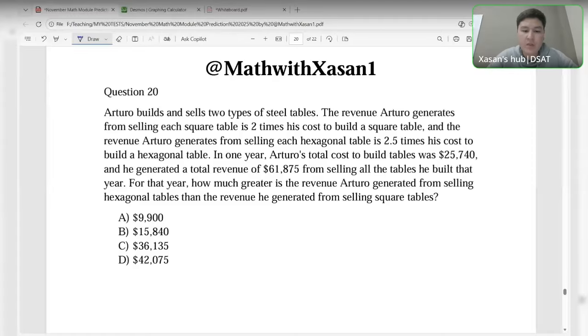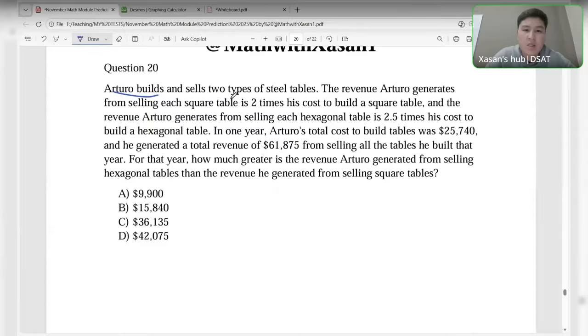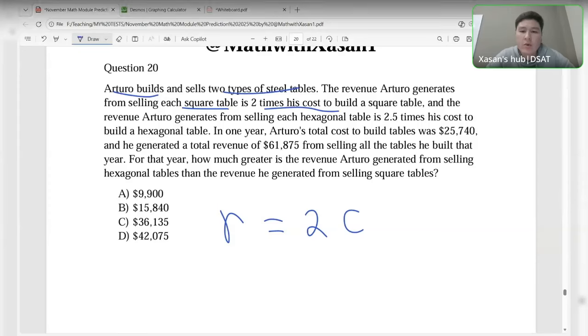So, guys, what is going on here? Arturo builds and sells 2 types of steel tables. The revenue Arturo generates from selling each square table is twice his cost to build a square table. Yeah, of course, the revenue, guys, let's say twice the cost to build, right? For example, C is the cost to build, and the revenue equals 2C from a square table. And the revenue Arturo generates from selling each hexagonal table is 2.5 times his cost to build a hexagonal table.